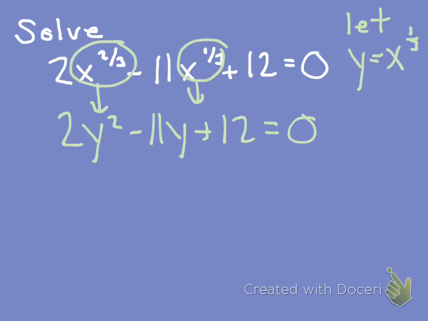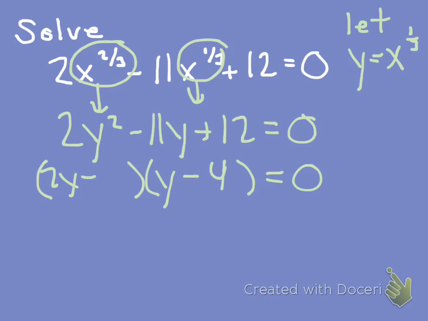Okay, and you want to take a minute and see if this one factors. I believe this one does. I think I've given you some that all factor here. 2y, y. Let's think about this a little bit. I got minus 4, I got minus 3. That's kind of nice. y equals 3 halves, or y equals 4.